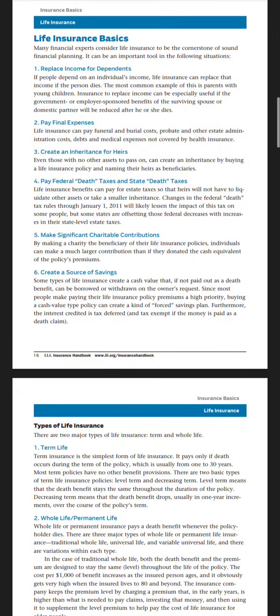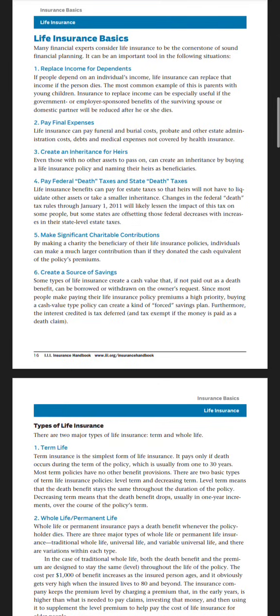Create an inheritance for heirs. Even those with no other assets to pass on can create an inheritance by buying a life insurance policy and naming their heirs as beneficiaries.